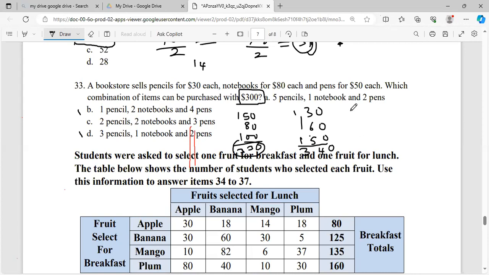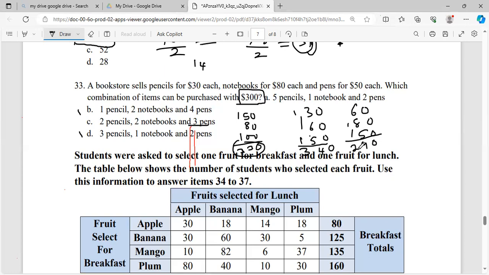Let's check the 2 pencils now. 2 times 30, that will be 60. 1 notebook is $80. And then 3 pens. So that's 3 times 50 would be 150. So let's see. 6 and 8, 14, and 5, 9. So guys, let me see. 6 and 8, 14, 19. So not 290, guys.